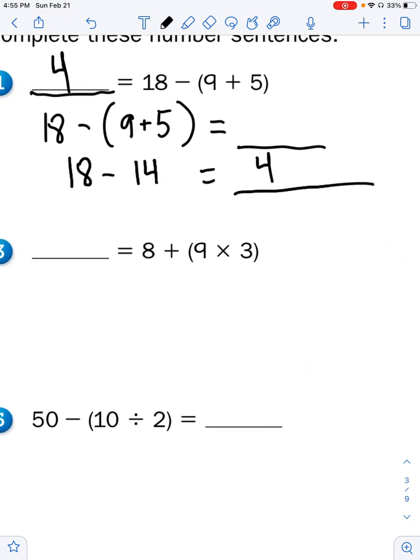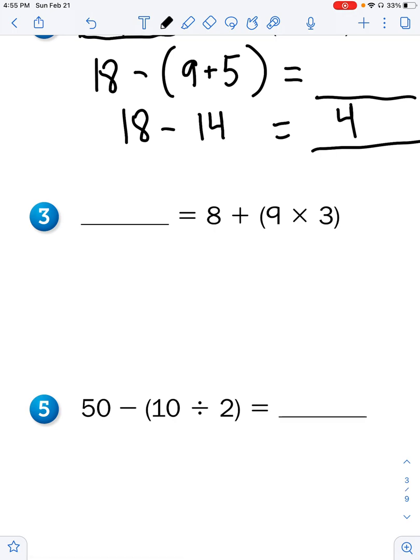Let's do number 3 now. Okay, I'll rewrite it again so that you can see it how you normally do. Okay, so we have to do what's inside the parentheses first. So we're going to do 9 times 3 before we do anything else. If you don't know what 9 times 3 is, you could use your multiplication chart that I gave you, or you could use a strategy that you like. 9 times 3 is 27.